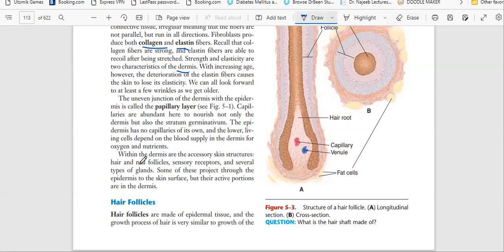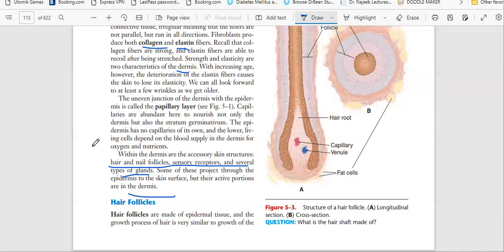We have to remember that within the dermis are the accessory skin structures: hair and nail follicles, sensory receptors, and several types of glands. So what accessory structures are present in the dermis? There are nails, hair, sensory receptors, and other types of glands. Some of these project through the epidermis to the skin surface, but their active portions are in the dermis. So basically, they are present in the dermis. The hair follicles are present in the dermis.